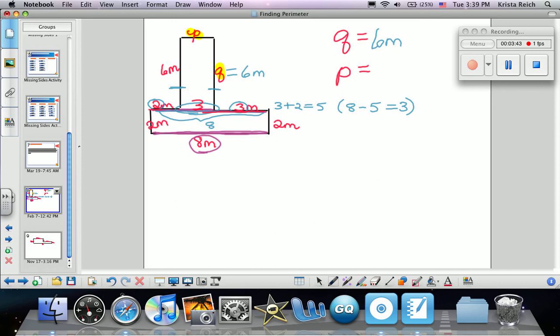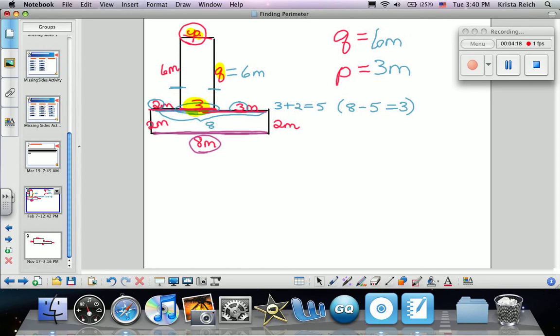Well, look at what we just found. We found this piece right here. And doesn't this line correspond with this line down here? So if this line right here is 3, then this line up here must be 3. Okay, and that is how you find the missing part there.